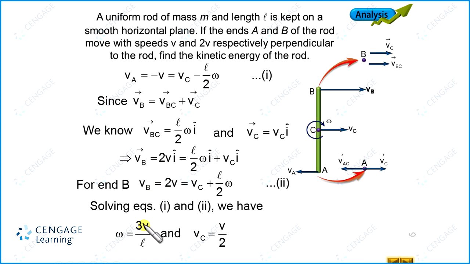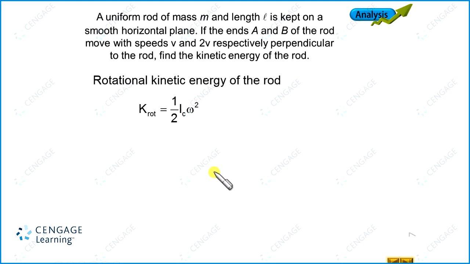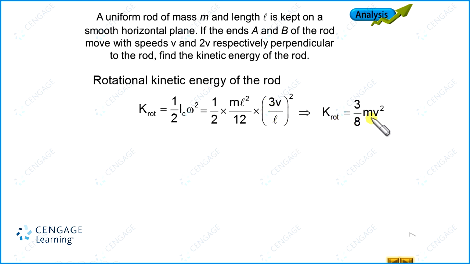This is the formula. Ic is the moment of inertia of the rod about the symmetrical axis, that is equal to mL square by 12, and omega we have calculated. This is 3v divided by L. So let us substitute this value. Now we can solve here. We will have v square term and L square, and L square here will get cancelled. So after solving, we will get this term 3 by 8 mv square. This is the rotational kinetic energy.